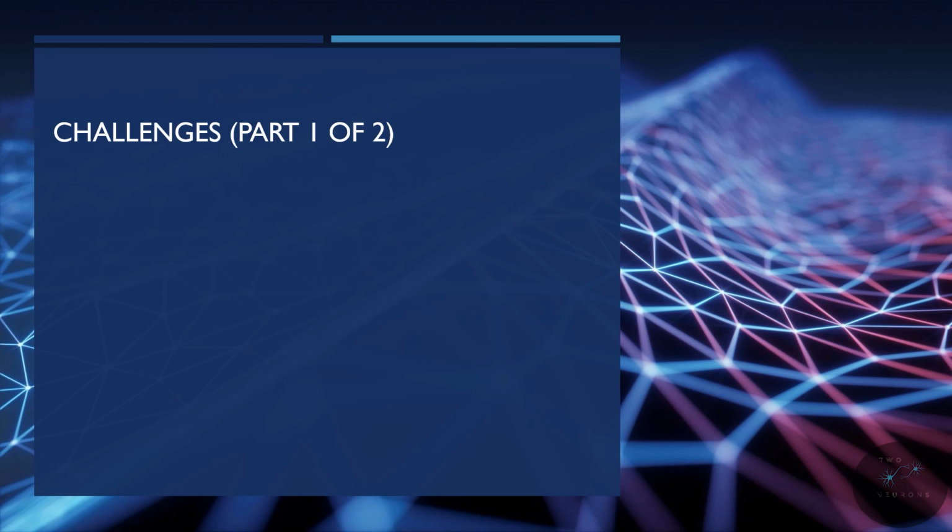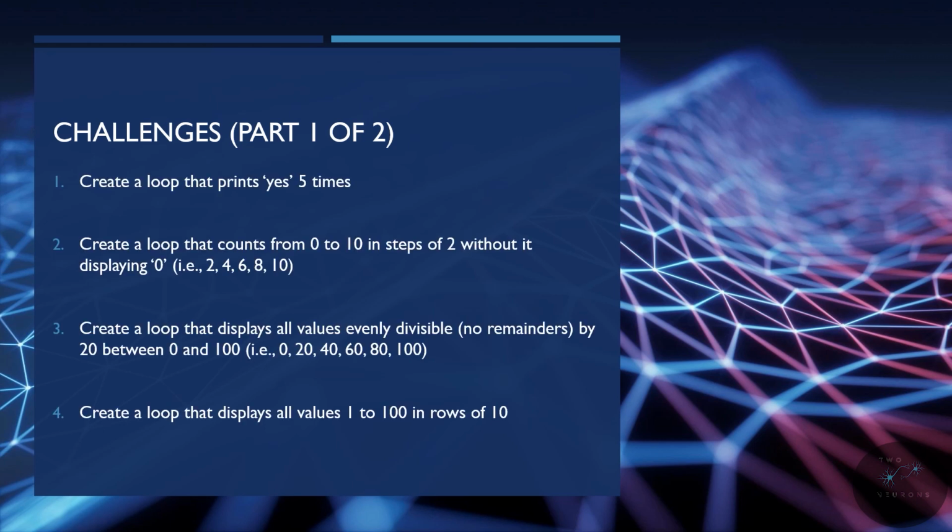So that said, our challenges are, first, I want you to create a loop that prints the word yes 5 times. Then, I want you to create a loop that counts from 0 to 10 in steps of 2 without it displaying the value 0. I then want you to create a loop that displays all values evenly divisible, so no remainders, by 20 between 0 and 100. So it should display 0, 20, 40, 60, 80, 100.